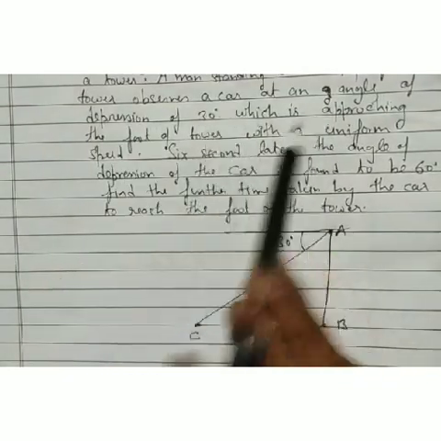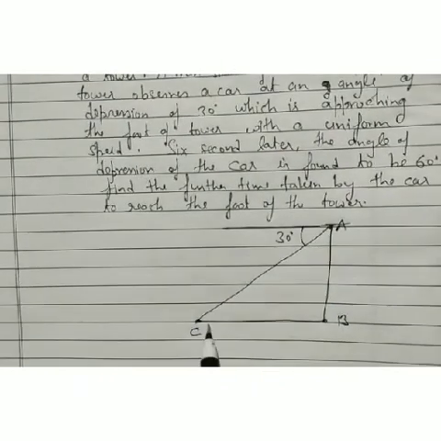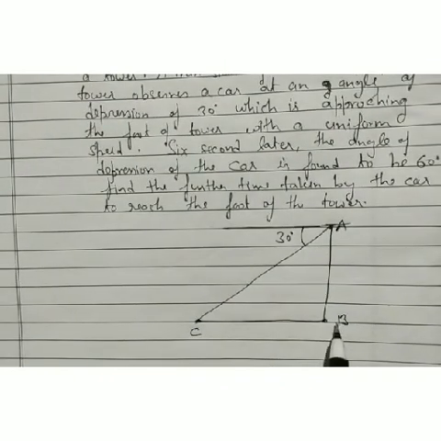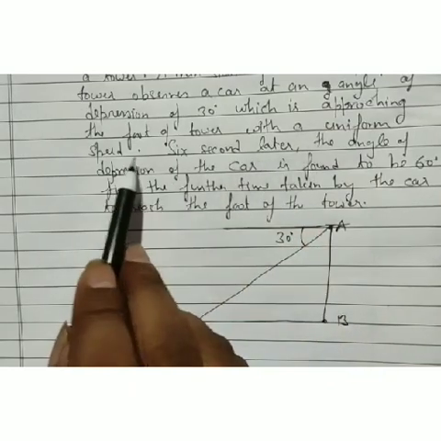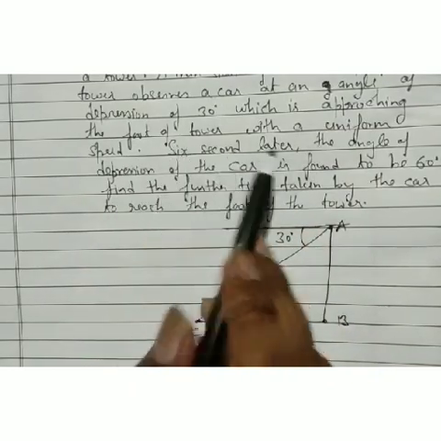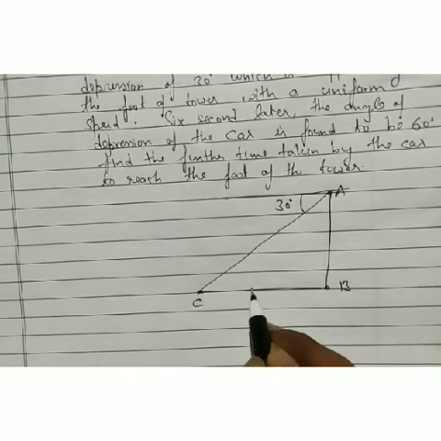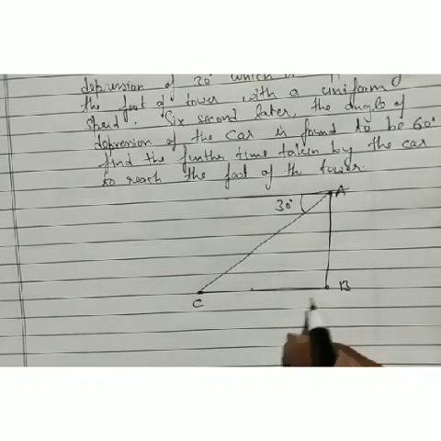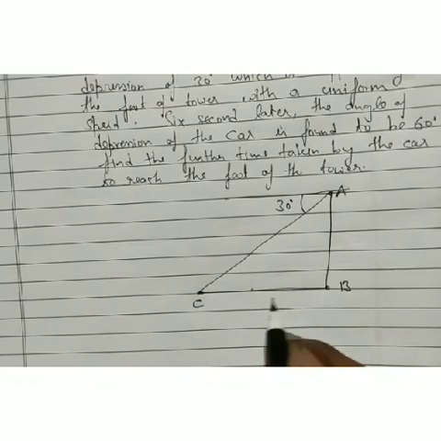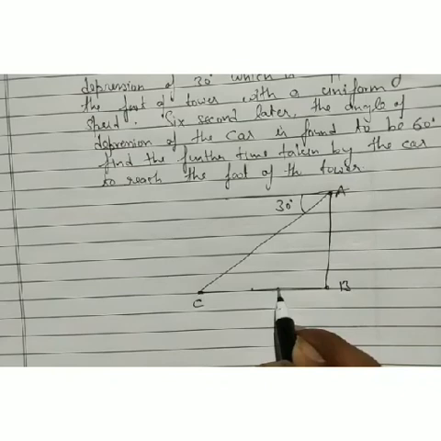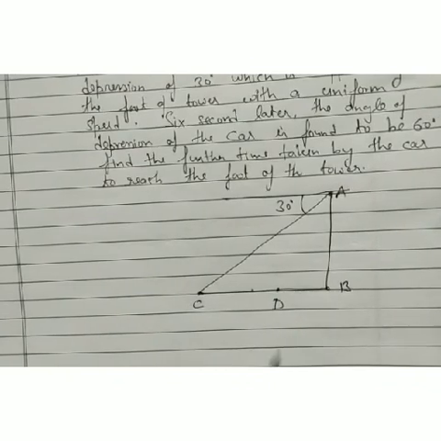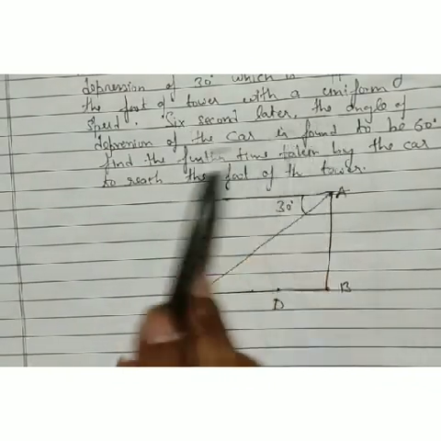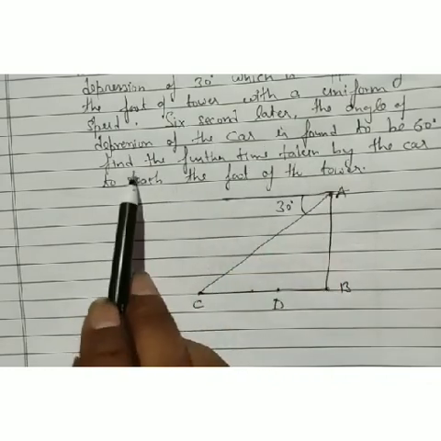The tower observes a car at an angle of depression of 30 degrees, which is approaching the foot of the tower B with a uniform speed. Just suppose after 6 seconds he reached a point D. Then 6 seconds later, the angle of depression of the car is found to be 60 degrees.